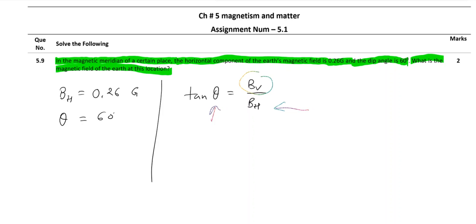Once we have vertical component calculated using this formula, we can find out Earth's magnetic field with B square is equal to BV square plus BH square. So first find out vertical component and then carry out calculation for Earth's magnetic field.